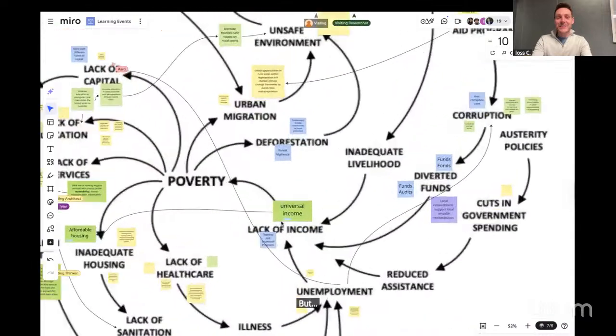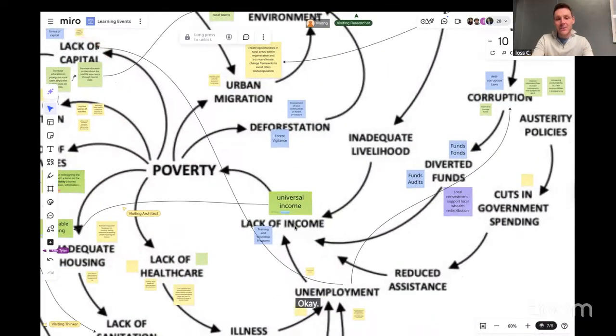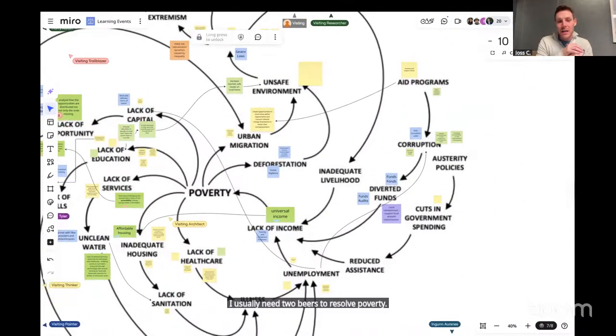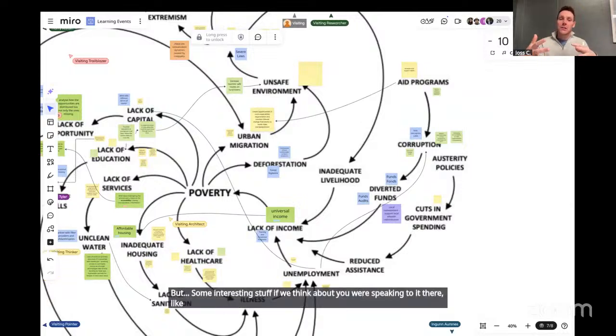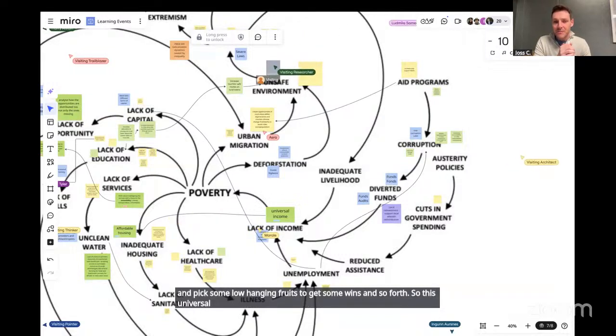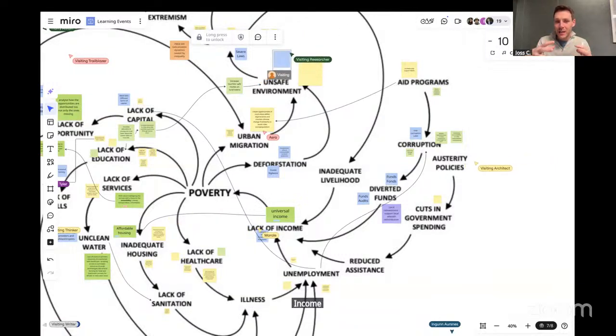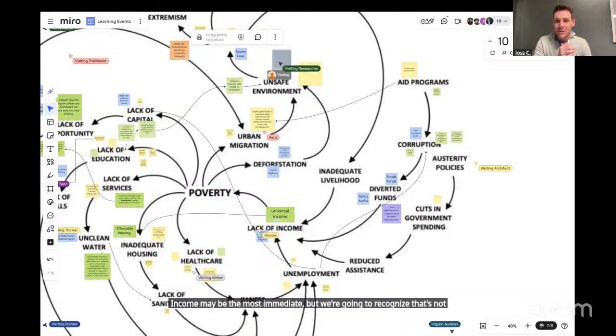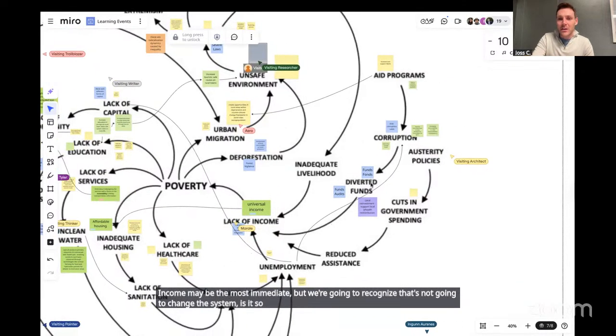But okay, some interesting stuff. If we think about, you were speaking to it there, what are the immediate things we could do? If we were the government coming in, then for the next 4 years, they're obviously going to try and pick some low-hanging fruits to get some wins and so forth. So this universal income may be the most immediate, but we're going to recognize that's not going to change the system, is it? So then we can start going outwards.